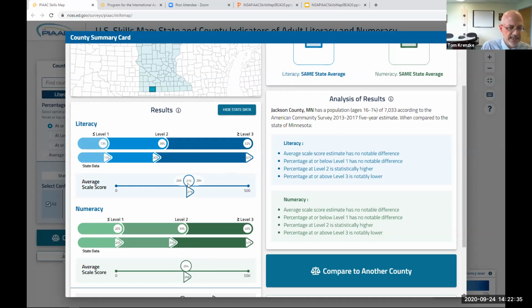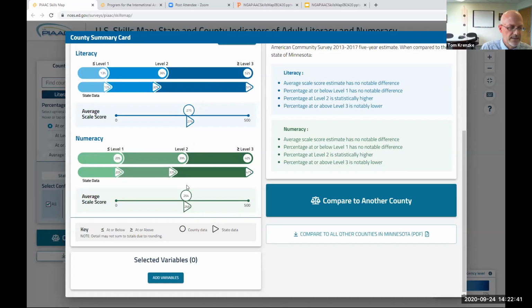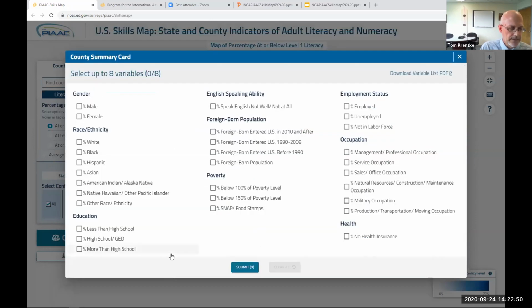To help better understand the resulting estimates, we can investigate using additional variables that are county level percentages from the American Community Survey. In this window that I'm going to click on, we can select up to 8 variables to show on a bar chart. So I'm going to select Hispanic, percent less than high school, percent below 100% of poverty line, foreign-born population, speak English not well or not at all, unemployed, service occupation, and no health insurance.